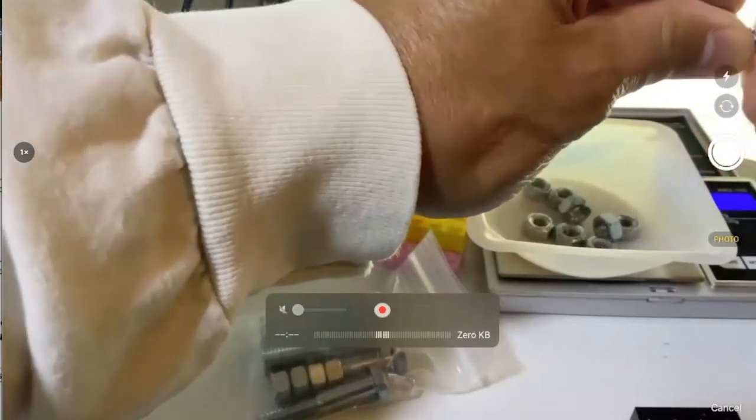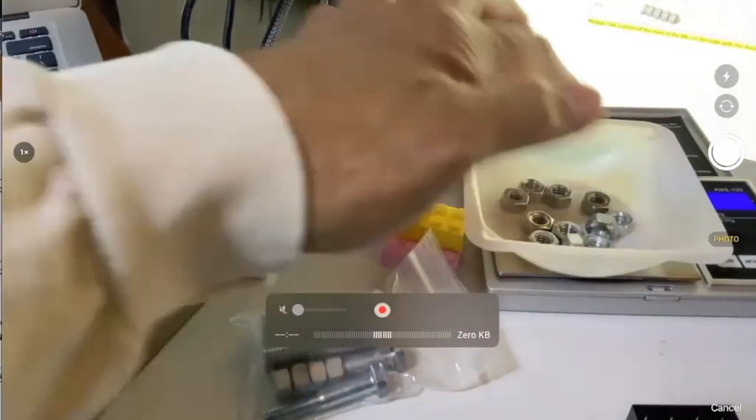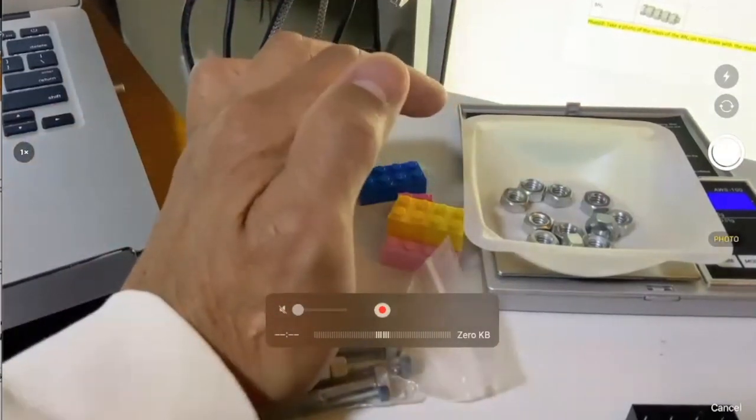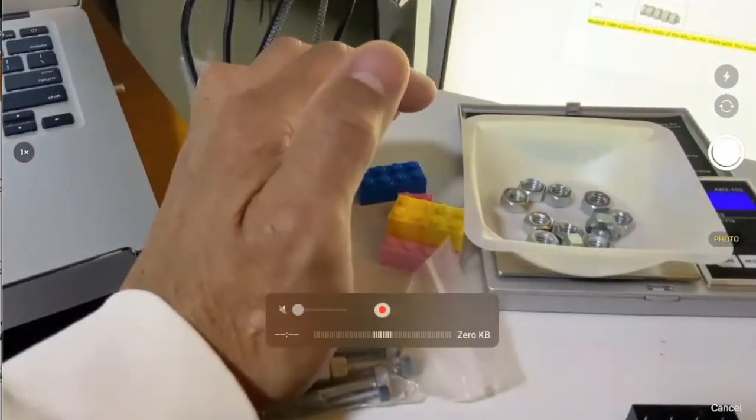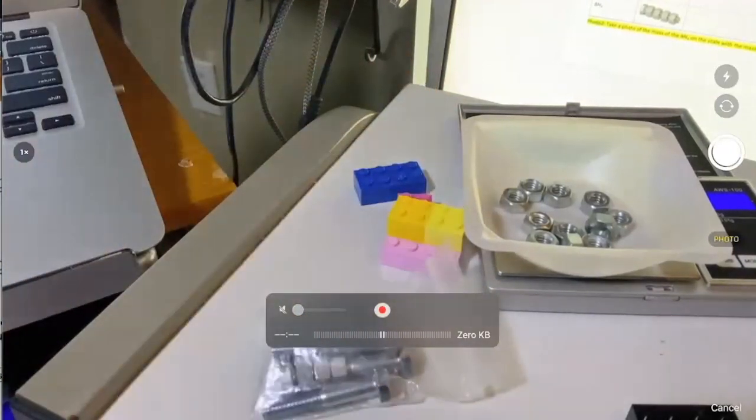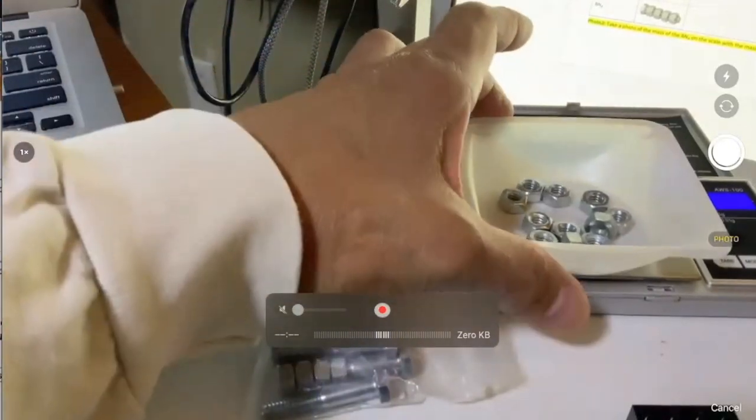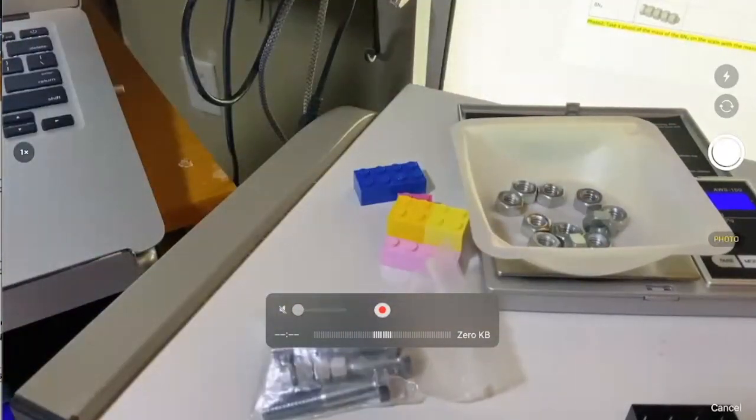And in this particular case, I have, let me just count real quick. 1, 2, 3, 4, 5, 6, 7, 8, 9, 10, 11. I have 11 here. You guys should have 10. But my mass reads 33.53. So the whole 11 nuts are 33.53. What I need to do is get an average. So what I would do is take that mass and divide by 11, and that would be the average mass of one hex nut.